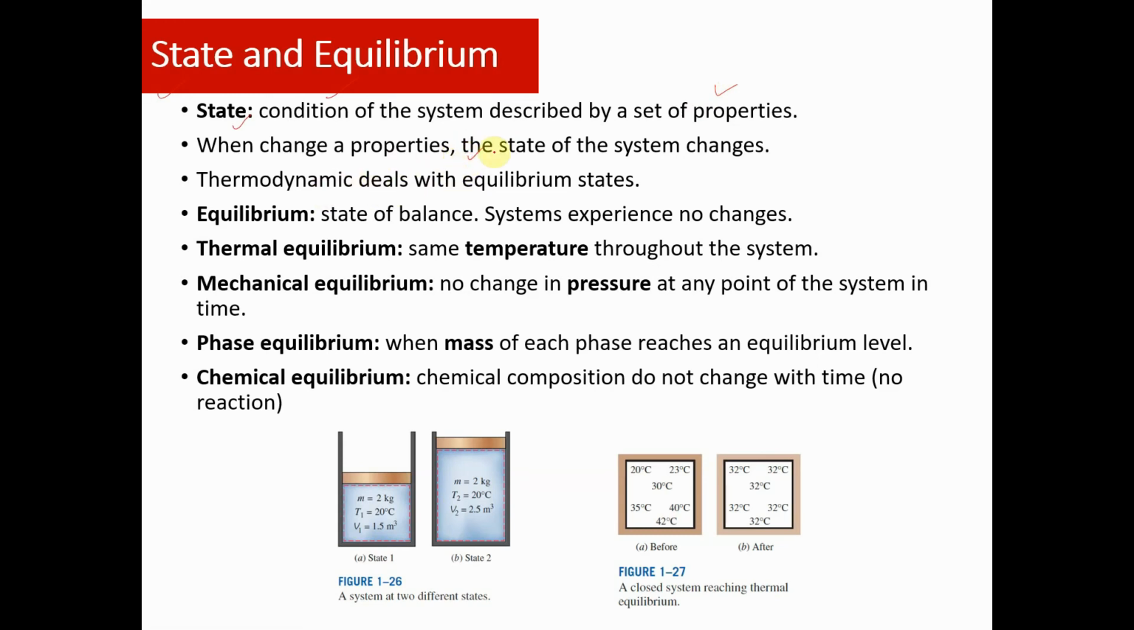This can be described in figure 1-26, in which in the first state, state 1, we have a set of properties such as mass, temperature, and volume at specific values. Then if suddenly something happens, for instance the volume changes from 1 cubic meter to 1.5 cubic meters, this is no longer considered state 1. This is considered state 2.